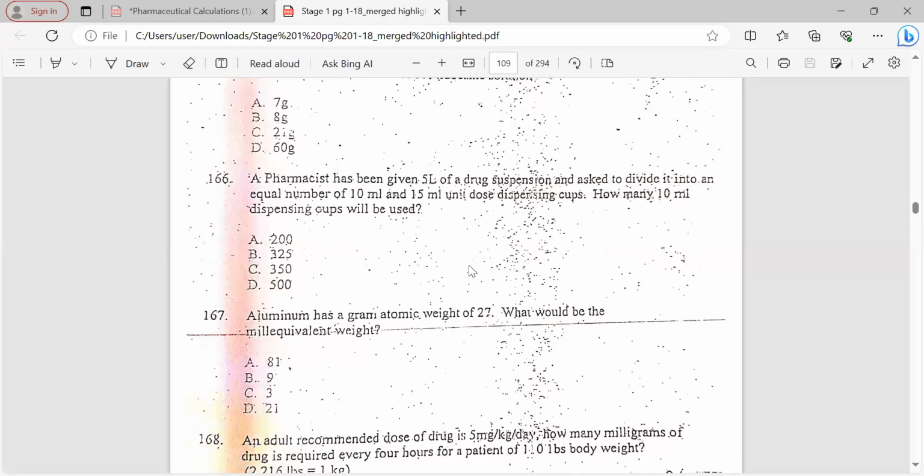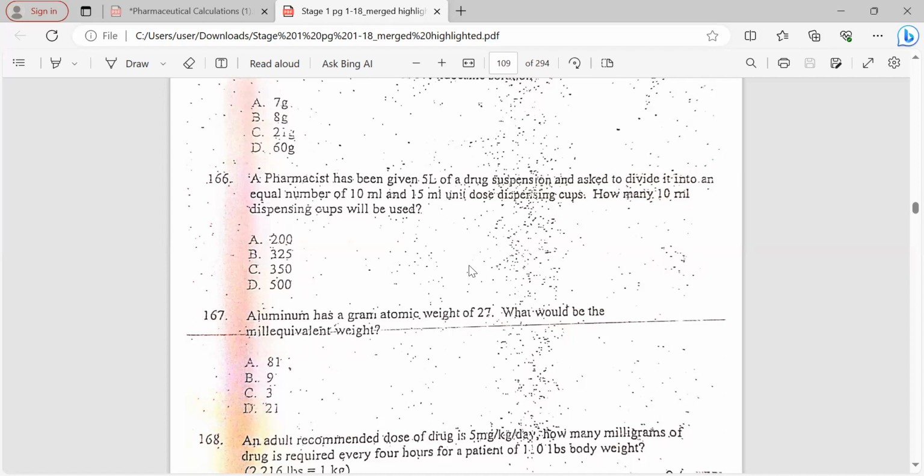If someone has a formula for doing this calculation, if there is an easier formula than that, please share. Yeah, but we're saying we need to divide them into equal numbers of 10 ml and 15 ml. So how many of those do we need?